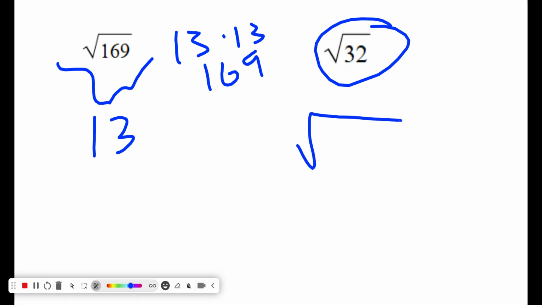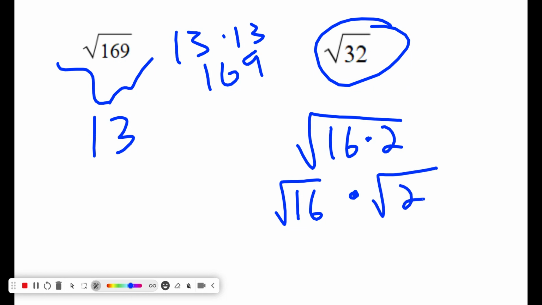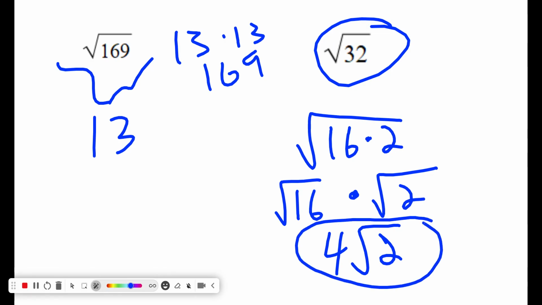So the square root of 32 is the same thing as the square root of 16 times 2. 16 times 2 is 32. We can then split that into the square root of 16 times the square root of 2. Square root of 2, that's as far as we can go; 2 is not a perfect square. But the square root of 16 is 4, because 4 times 4 is 16. So our most simplified form here would be 4 root 2.